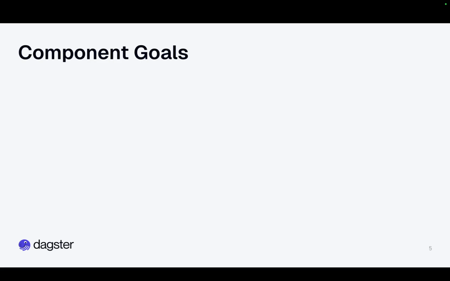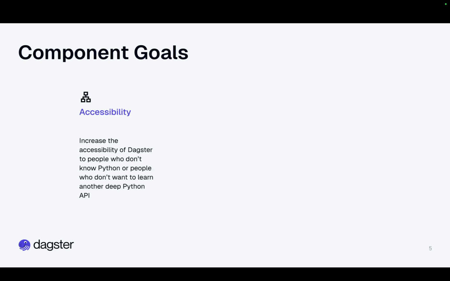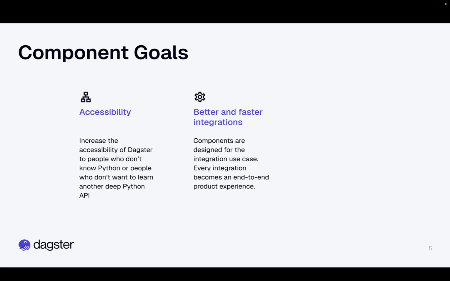So the goals here of components are, first, to increase the accessibility of Dagster to people who don't know Python or people who don't want to learn another deep Python API. Maybe they work in notebooks. Maybe they work in an ML runtime, right? And they don't want to learn Dagster to that degree in order to get their job done. We want integrations to be better and faster, right?